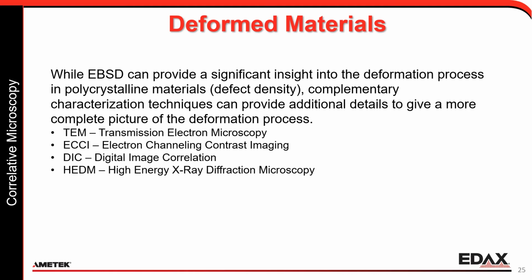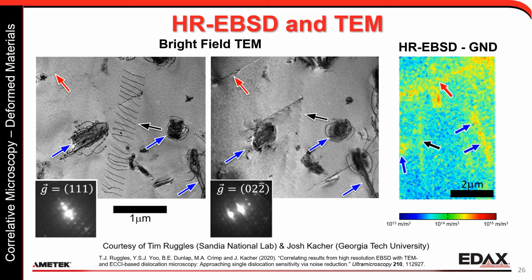So let's look at deformed materials. We know EBSD is very good at helping us understand deformation processes in polycrystalline materials. But there are complementary techniques that can provide a more complete picture of the deformation process. Just as some examples, here's bright field TEM coupled with HREBSD to measure the geometrically necessary dislocation density. You can compare these images and get an idea of what's going on in the material in more detail than you can from either one alone.